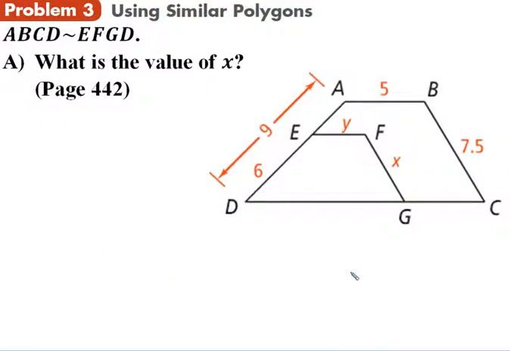All right, next thing we're going to do in problem 3 is use similarity to solve for different parts of similar polygons. So here we have ABCD is similar to EFGD. Okay, so it looks like our larger polygon is similar to the smaller one. We want to know what is the value of x. Now, trick for this, what we can do is set up a proportion. I have the side length with an x, and I know its corresponding side length. So I can set up x over 7.5.